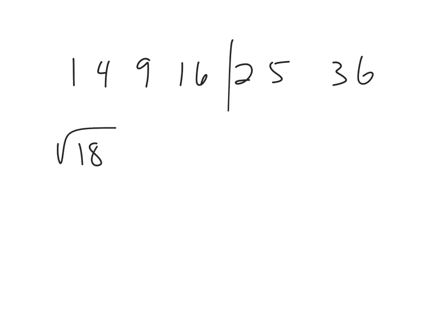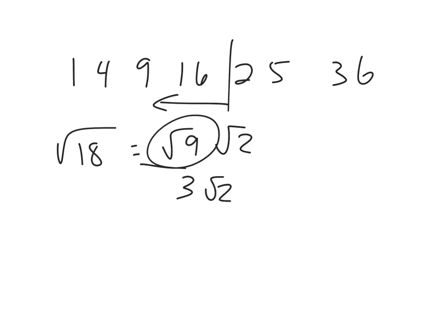If I had one, I'm going to start with my perfect squares on the top. And let's say I got radical 18. So 18 would be about here. And we start working back. 16 doesn't go in, but 9 does. And so we've got 3 radical 2, because the square root of 9 is 3. We're looking for that perfect square.